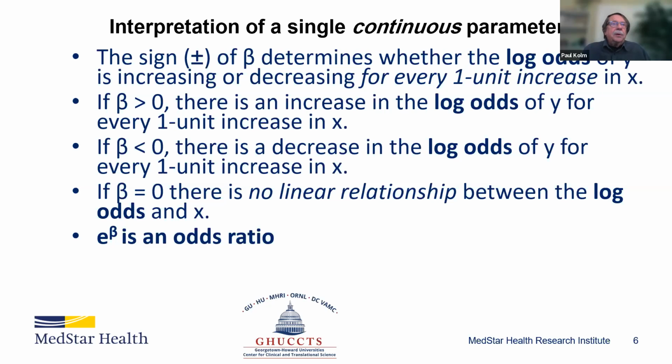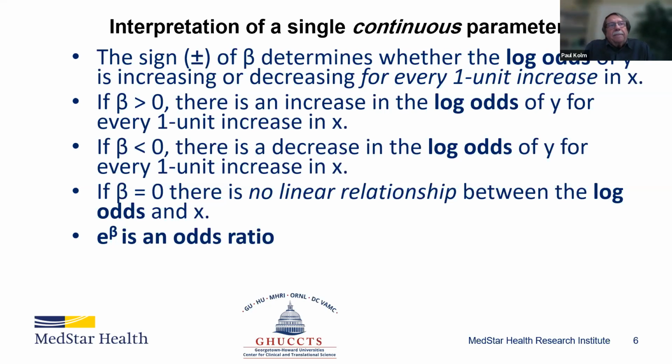Now, if the regression coefficient is 0, then we have no linear relationship between the log odds and the independent variable. And so, as you would probably guess, we're going to determine whether the beta coefficient is equal to 0 statistically. In other words, we're going to calculate a p-value for the regression coefficient and determine whether it's statistically 0 or different from 0.